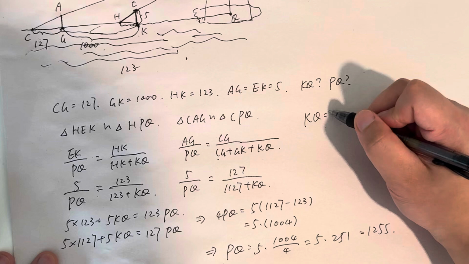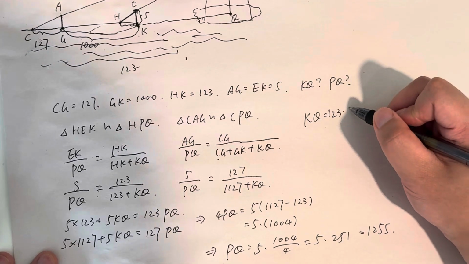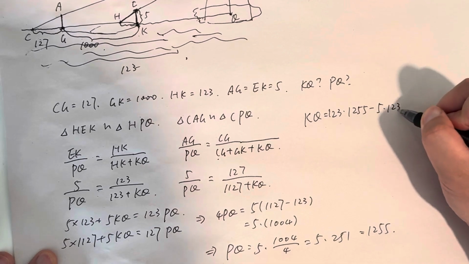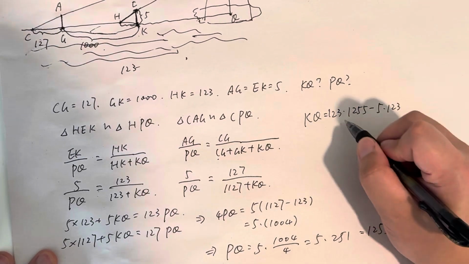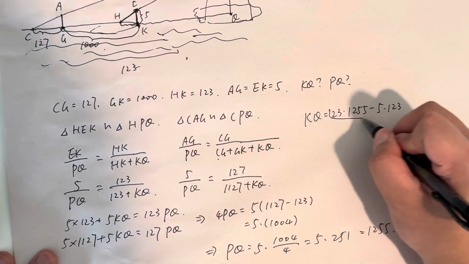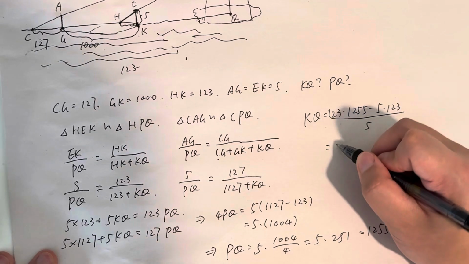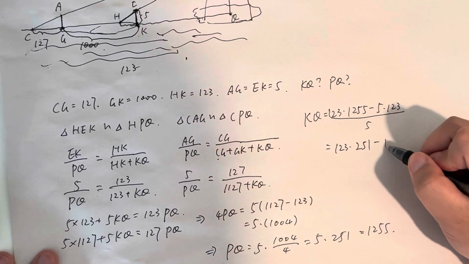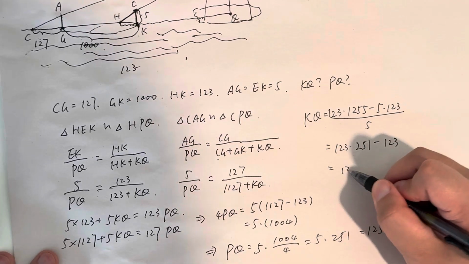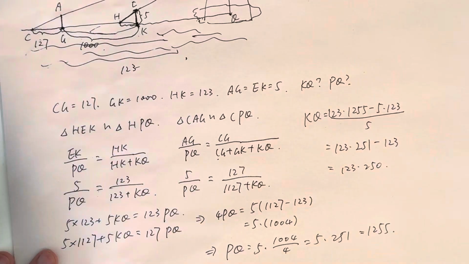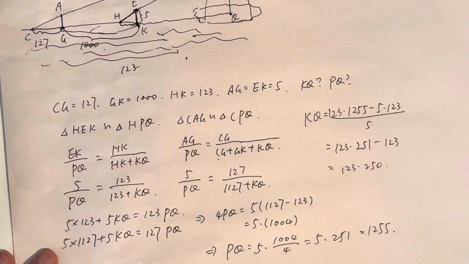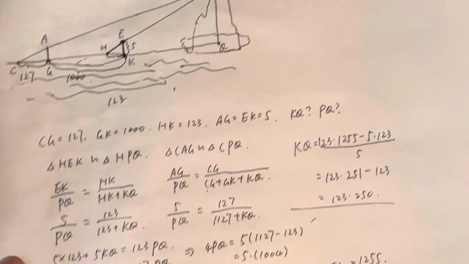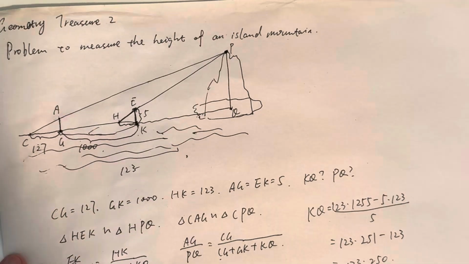KQ equals 123 times PQ, which is 1255 minus 5 times 123, right? And then divided by 5, which is 123 times 251 minus 123. So it equals 123 times 250. Right? That's KQ. That's PQ. Okay, this problem seems very easy here.